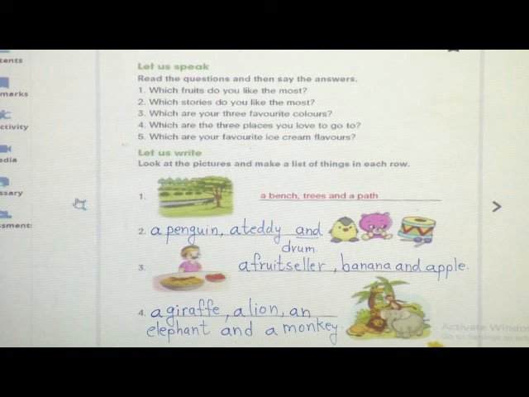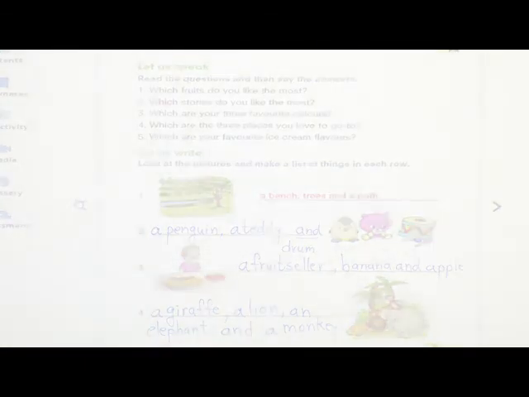Yes children, so here we have completed this lesson, conjunction. Okay, so what is a conjunction, children? The word that is used to join words. For example, and, right? So in the next class you will study so and for also, children, in grade 2.